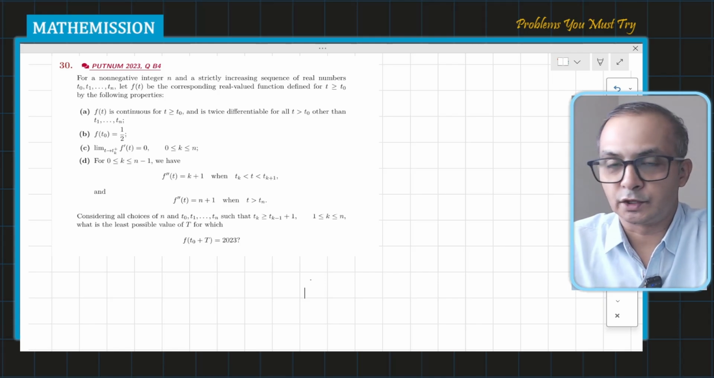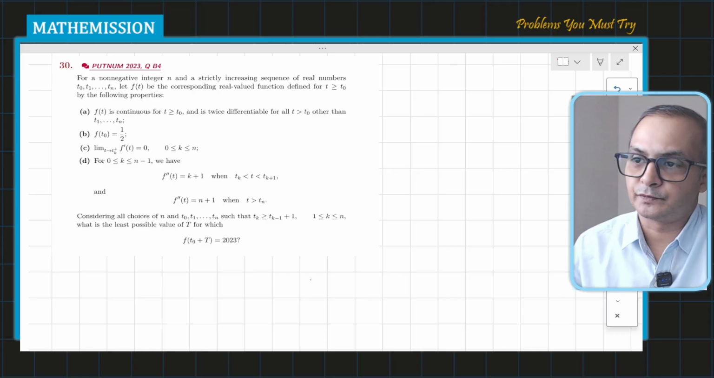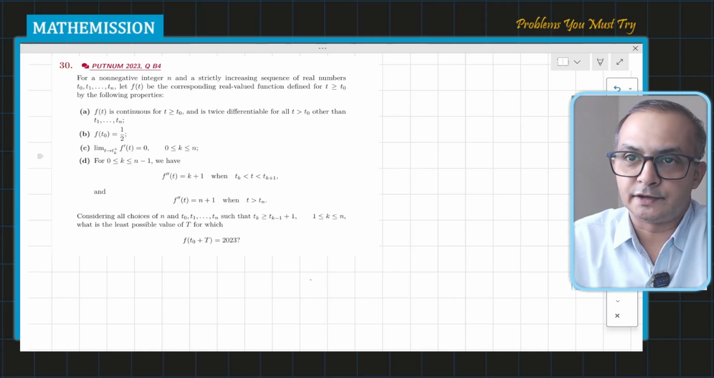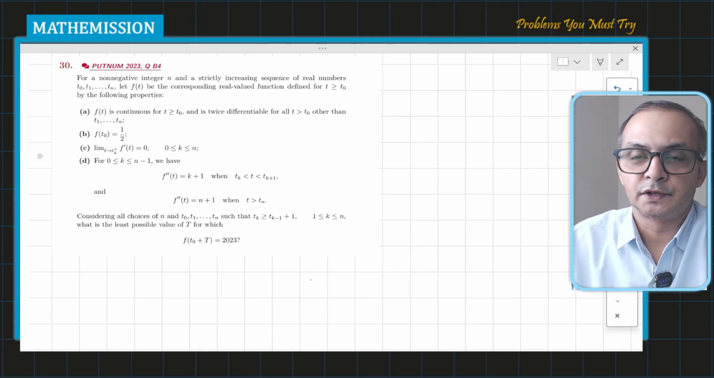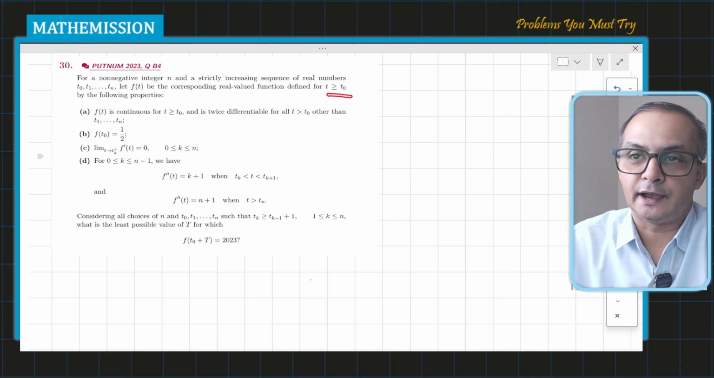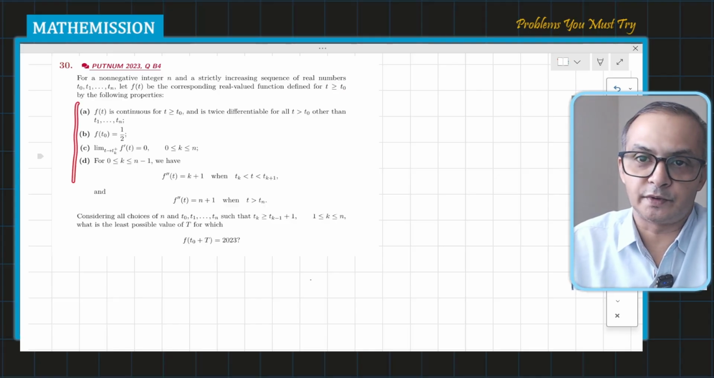So first of all, let's understand what the question is saying. The question says that for a non-negative integer n, a strictly increasing sequence of real numbers t0, t1, up to tn is given, that is a sequence of these subscripted real numbers, and f(t) is a corresponding real valued function defined for t greater than or equal to t0. And this function has four different properties they have given.